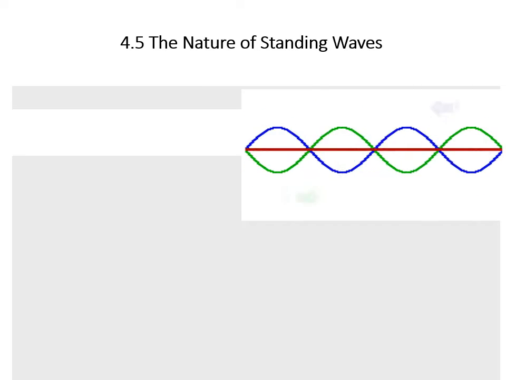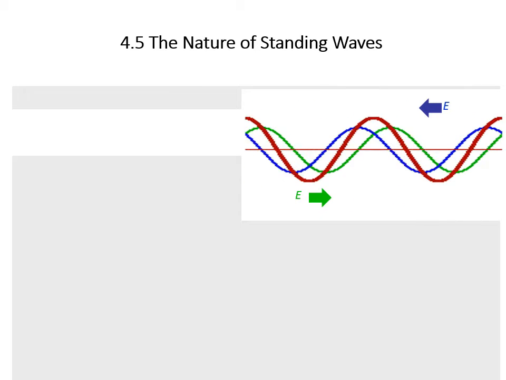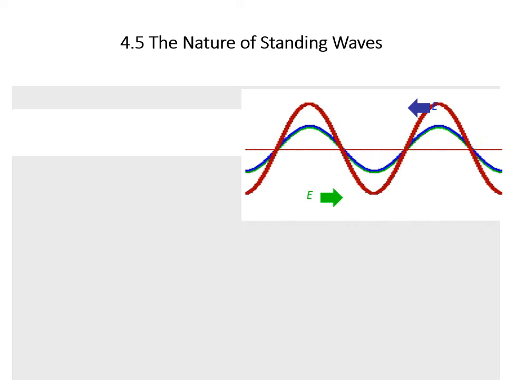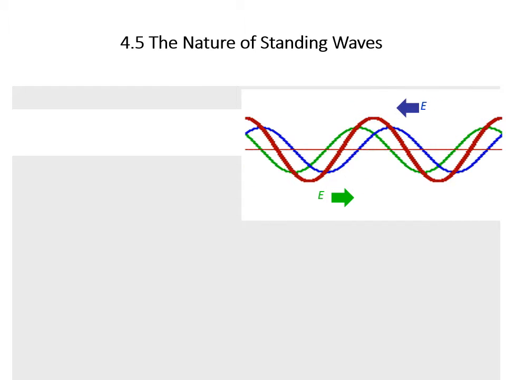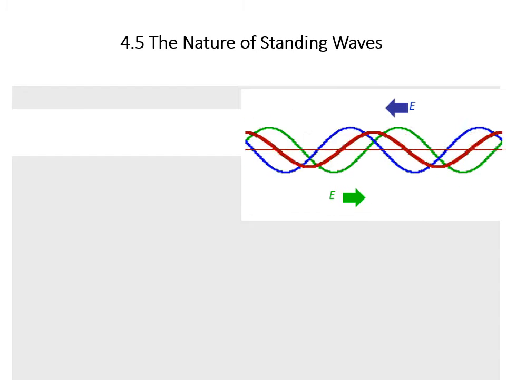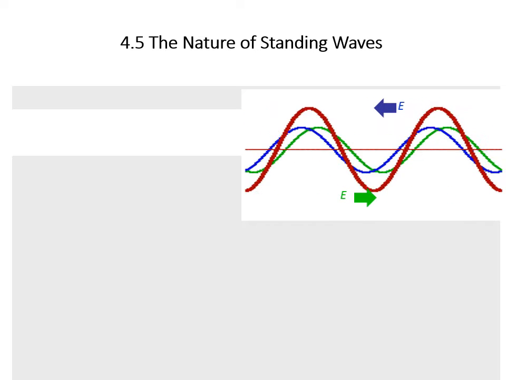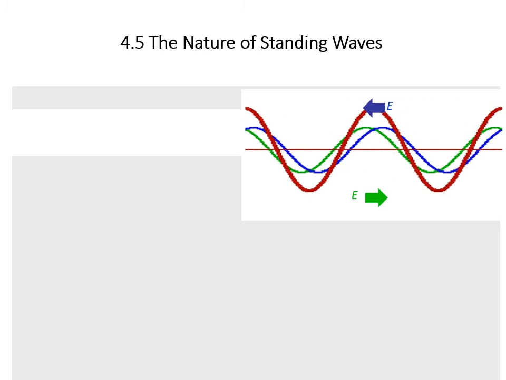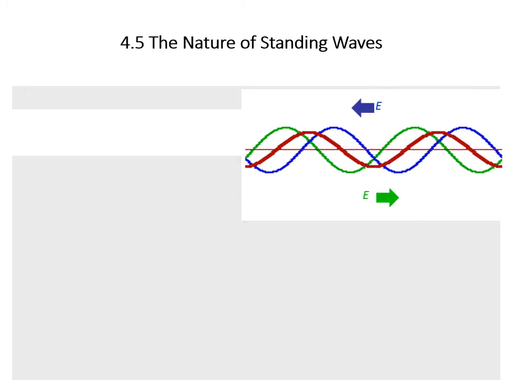We have two waves that are traveling in this GIF, a wave moving to the left in blue and a wave moving to the right in green. If you're colorblind, I'm sorry. So what you see is with this red wave, the red wave is the resultant wave. It's the sum of the two waves, the blue and the green's displacements.